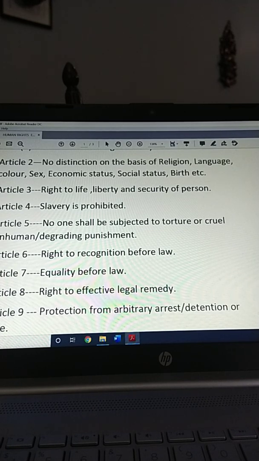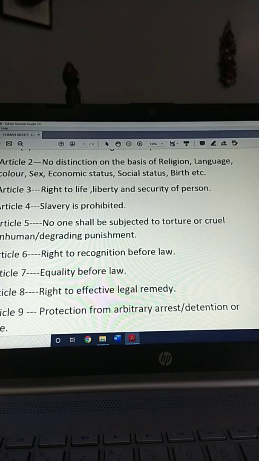Next, Article 5 says, no one shall be subjected to torture or cruel or inhuman or degrading punishment. Any type of punishment, even to a convict, has to be in accordance with the dignity of human life. The dignity of human life cannot be compromised.